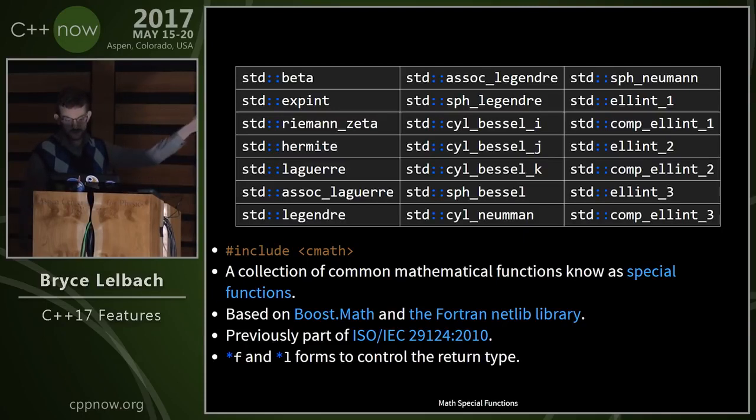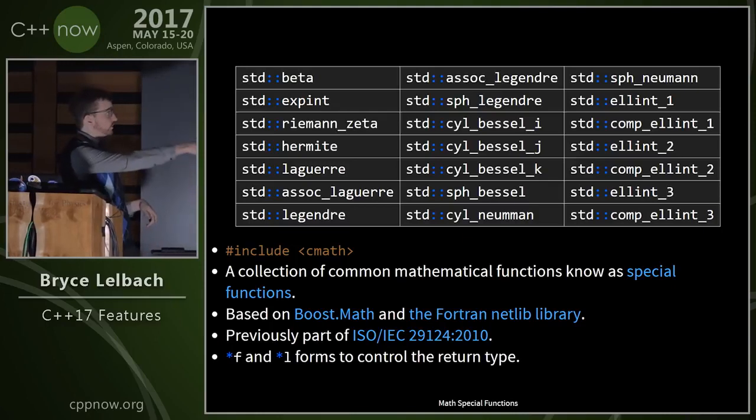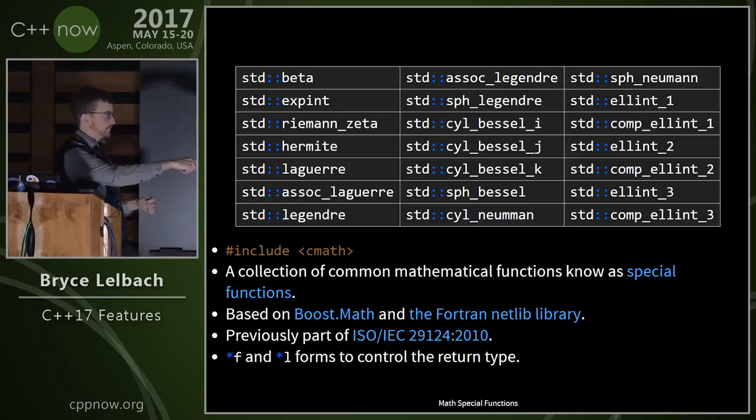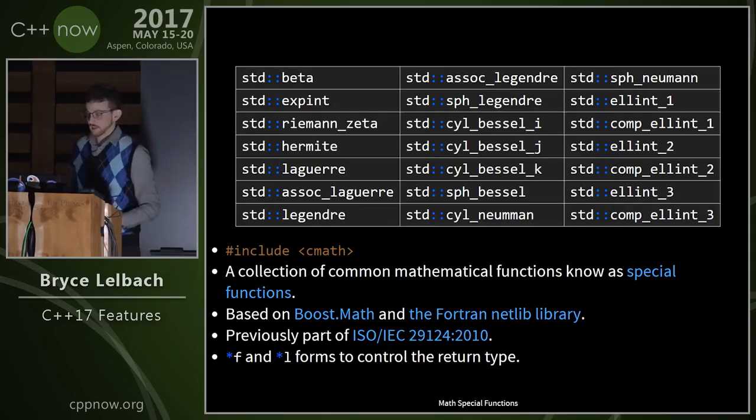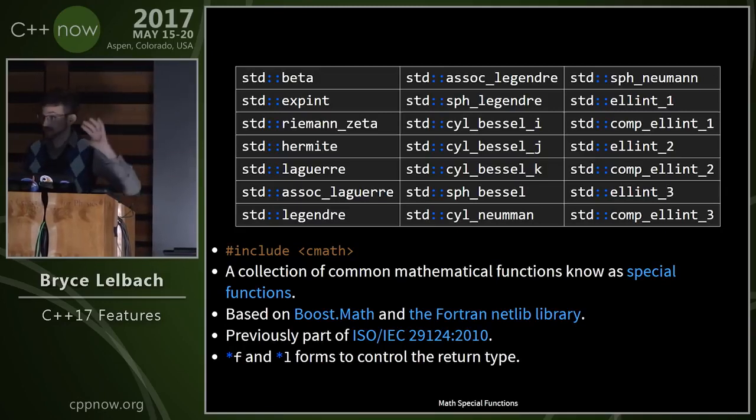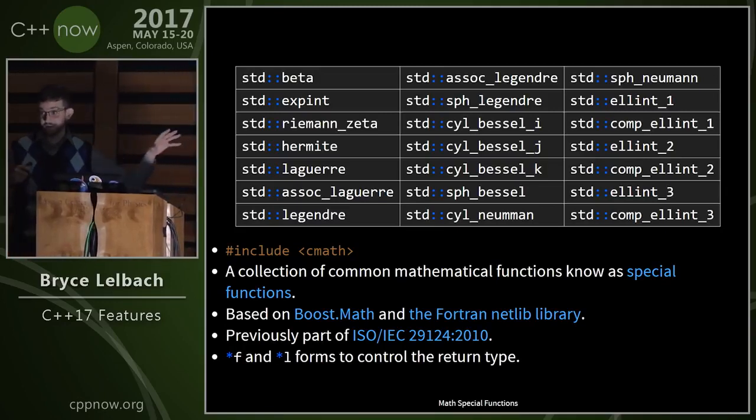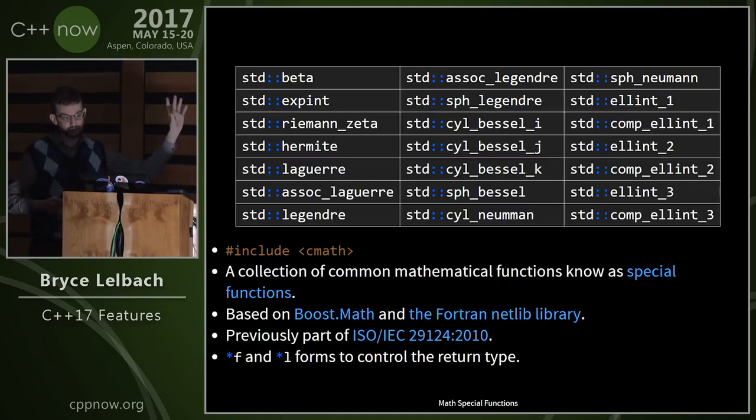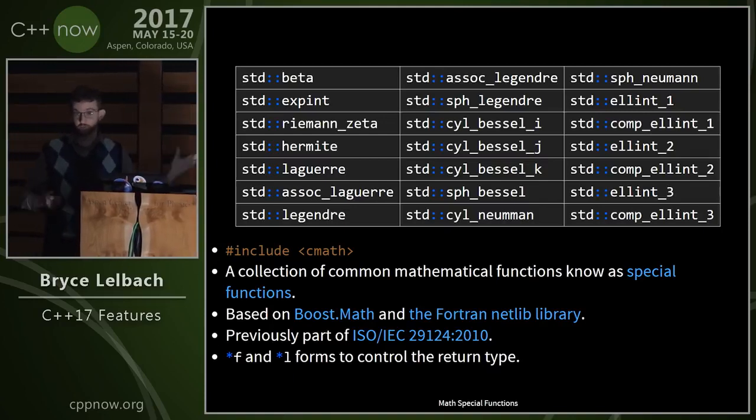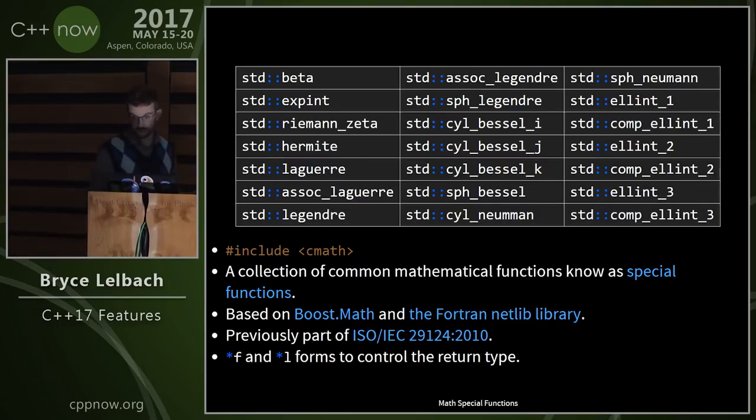But so there's all these functions. They're now going to be in the std namespace. We basically just merged this separate spec document that had them into C++17. And there's all of these ones, and then there's overloads for controlling the return types. I'm not going to get into these too much. This is a super specialized area. This library is based on Boost Math, though. If you're familiar with Boost Math, you may be familiar with these.